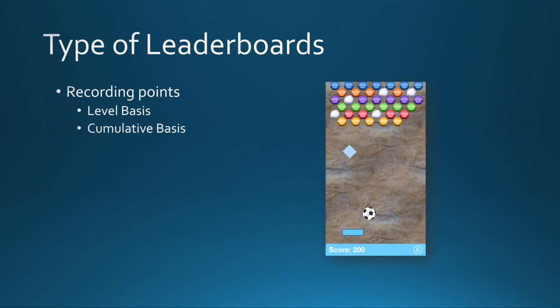First, let's talk about the type of leaderboards, the kind of metrics that we're going to be gathering. We're going to be gathering points from the players, and two main metrics: on a level basis and a cumulative basis. The level basis is how much you scored in a particular play of the game. And the cumulative points are how much you scored over the course of the entire time you've played the game ever. We'll go into a little more detail of what that might look like when we talk about filtering.